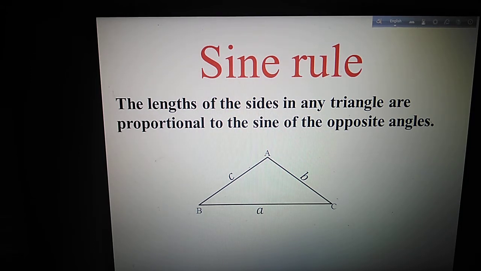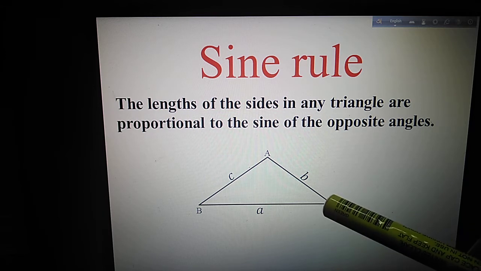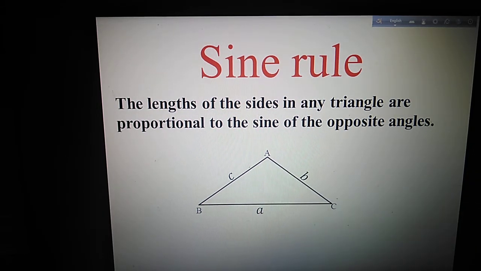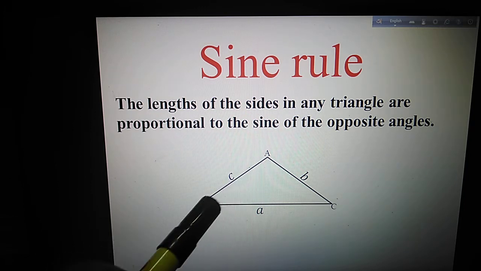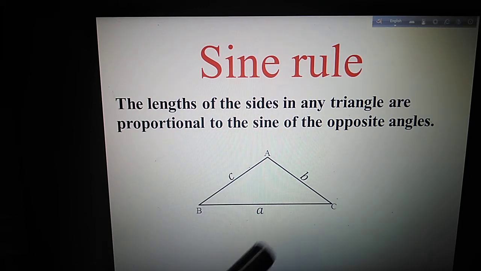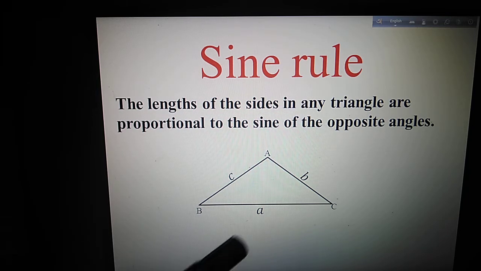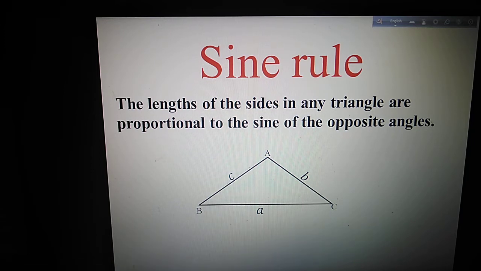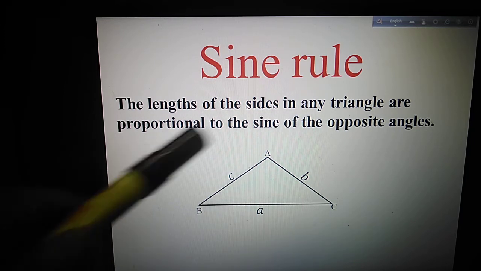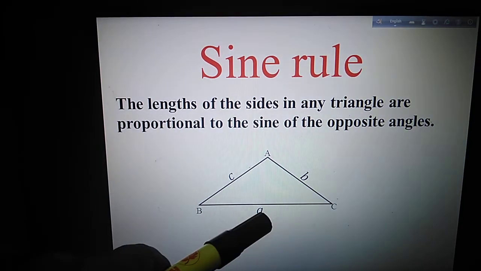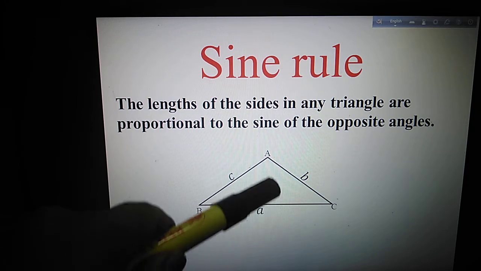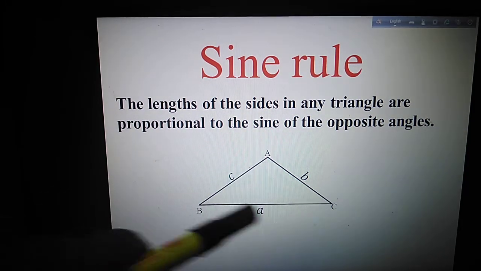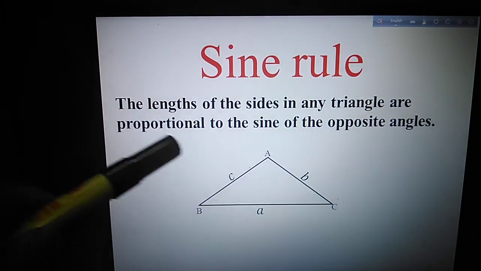So here we can see a triangle ABC, and we consider the length of AB is small c, BC is small a, and AC is small b. The lengths of the sides in any triangle, for example a, is the length of the side BC, and the sines of the opposite angles. The opposite angle of side BC is A. The sides and the sines of the opposite angles are proportional.